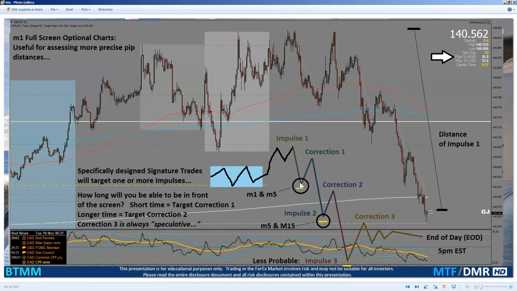So get your take profit on this one. If you sit at the computer for a short time, get your take profit on this one if you can. If you can sit a little longer, correction 3 is almost always speculative. So shoot for this big 3 down here.